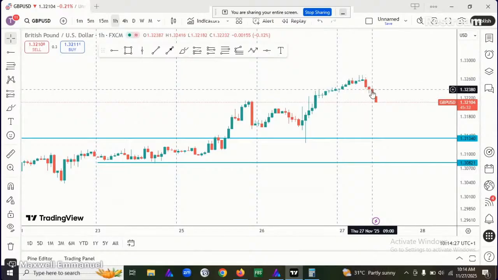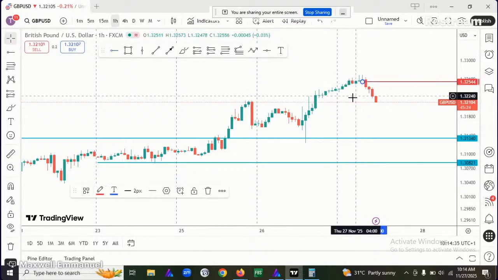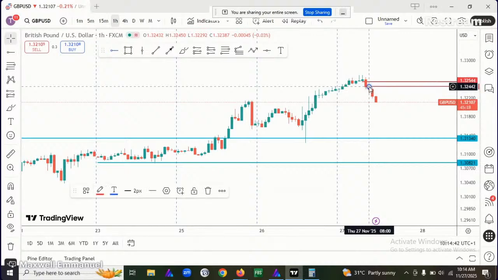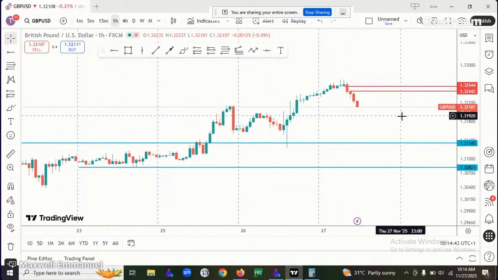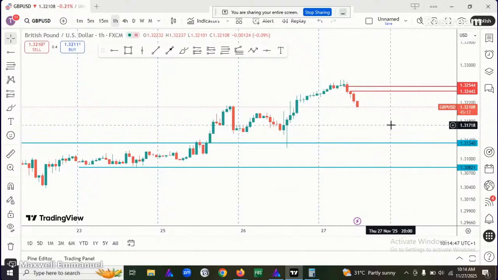So if you have missed this entry on GBP USD, best you wait for price to pull back to this fair value gap before you sell. This will be the best area to consider selling.